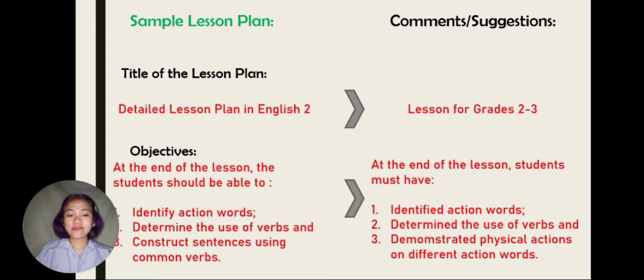On the objective part of the lesson plan, the objectives must possess the three domains of learning: cognitive, affective, and psychomotor. So we need to revise the objectives since the verb must be in the past tense. It should be this way: at the end of the lesson, students must have 1. identified action words, 2. determined the use of verbs, and 3. demonstrated physical actions on different action words.